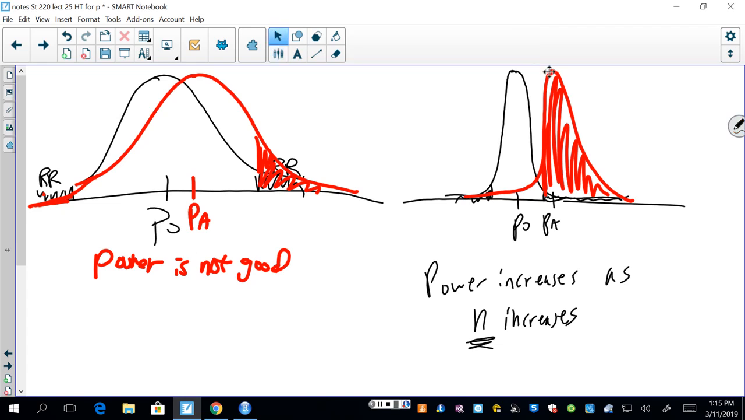The other primary thing that would affect power is if pA was actually further away. If this was actually out here more, you get more power. The chance of being this big or bigger increases as you move this curve out of the way, and as the difference between p sub 0 and this pA increases. So as you get a bigger difference between the null and the alternative, it's easier to detect. If it's massively different, you don't need a big sample size. If it's a small difference, you need a pretty big sample size.